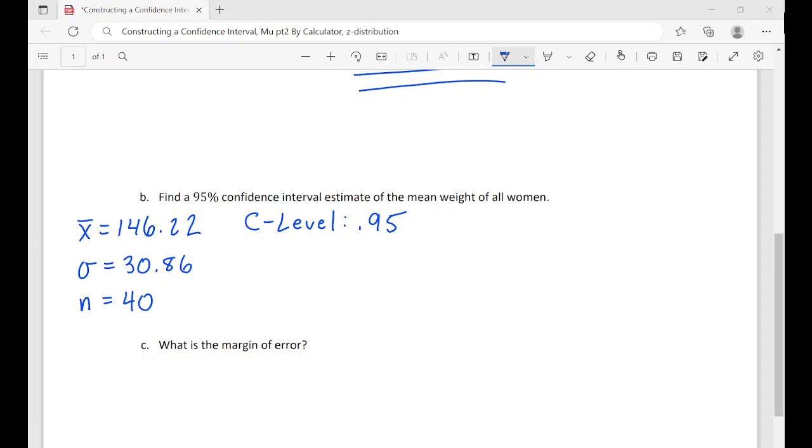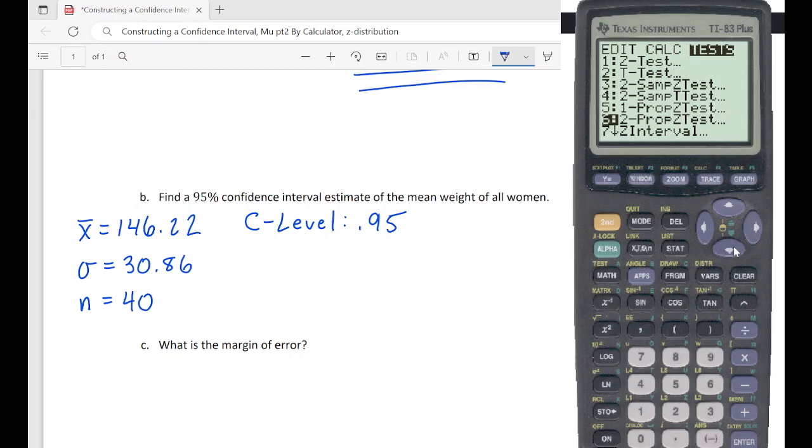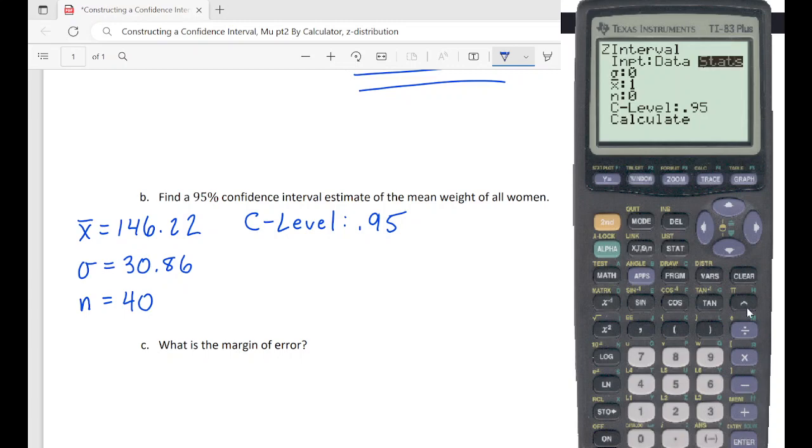Once we have everything here, now we're going to use our calculator to help us along the way. So here's our calculator, and let's use it to find the confidence interval. Since we are given sigma, we know what the population standard deviation is, and we're trying to find the confidence interval. We're going to go to Stat, Tests, and we're going to do number 7, Z interval. And we can use Z interval because we know what the population standard deviation is. We know what sigma is.